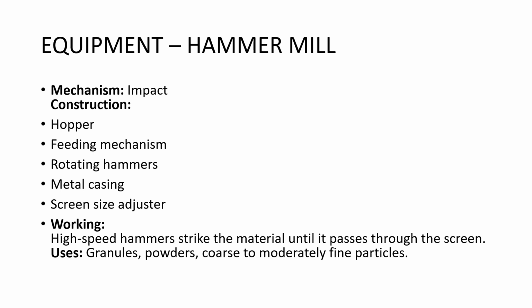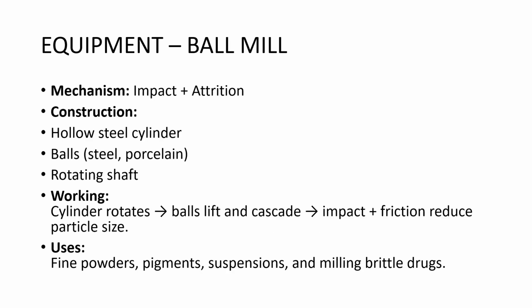Now let's see how the ball mill works. The ball mill operates on impact and attrition. It has a rotating cylinder filled with balls. As the cylinder rotates, the balls fall on the material and crush it into fine particles. This mill is used to produce fine powders, pigments, and brittle materials.